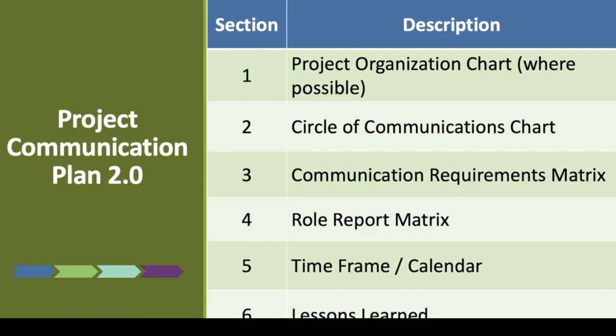So here's your communication plan, right? You've got your existing plan. Every company has them. But what I've said for years now is change your plan. Add these 6 sections: an org chart, a circle communications chart, a communication requirements matrix, a role report matrix, a time frame calendar, and lessons learned. Take your existing communication plan that you have today and add these 6 new components, okay?